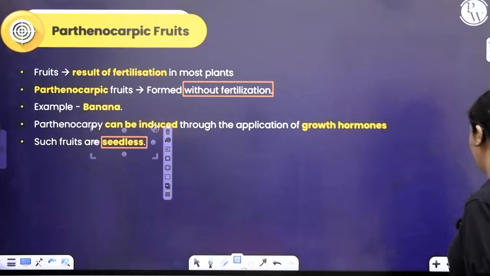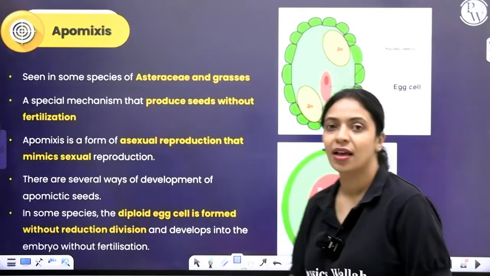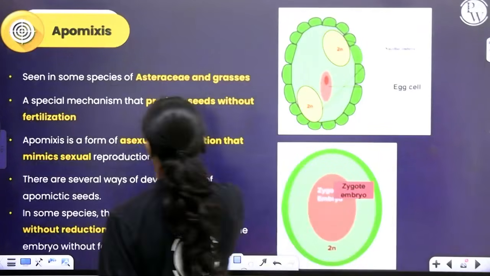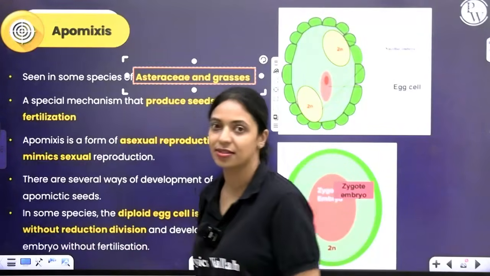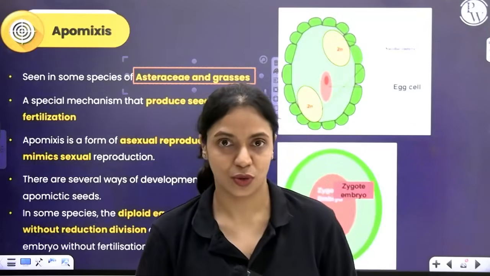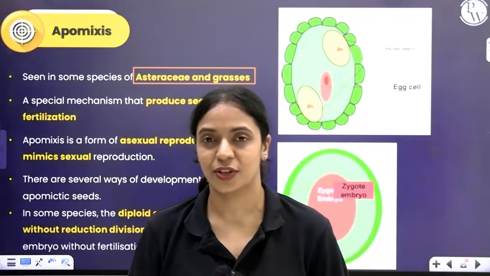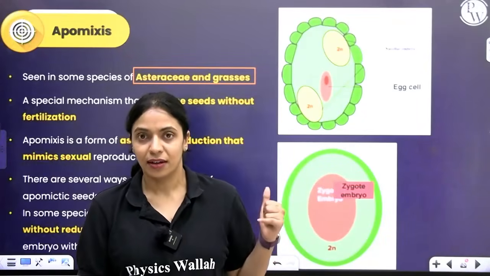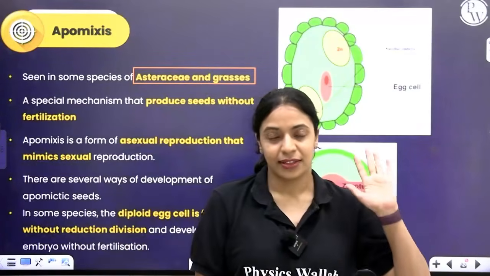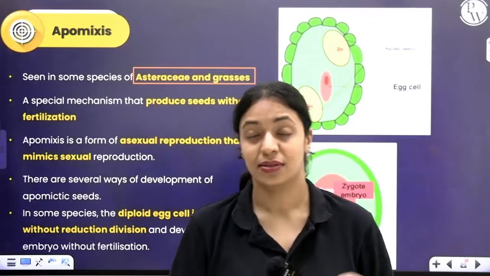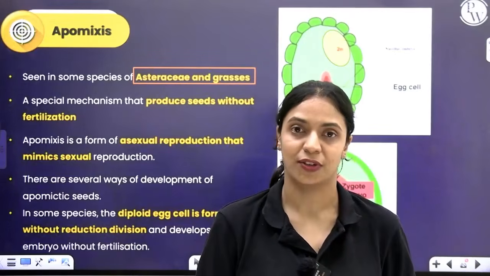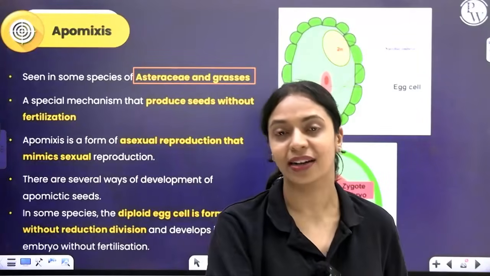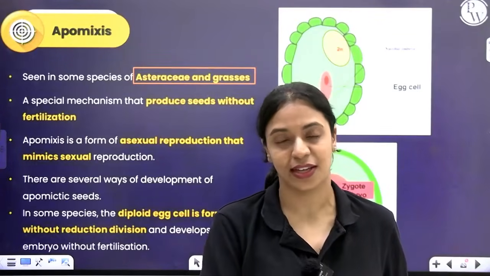Okay, talking about apomixis. Apomixis is a phenomenon that we see in certain angiosperm families like Asteraceae and grasses. Apomixis is a type of asexual reproduction. You know that in asexual reproduction, formation of gametes and fusion of gametes will not take place. Here, we learned that formation of seed is a product of sexual reproduction. Apomixis is a type of asexual reproduction that tries to act like sexual reproduction. It kind of mimics sexual reproduction.